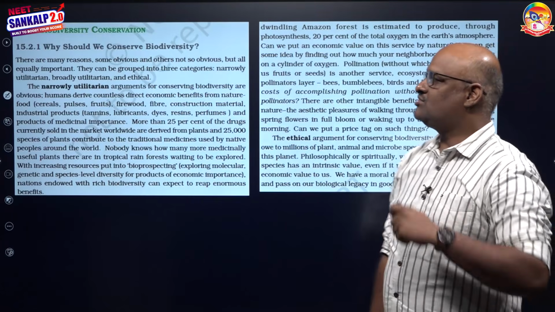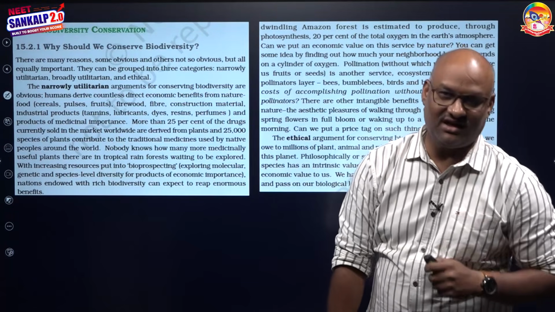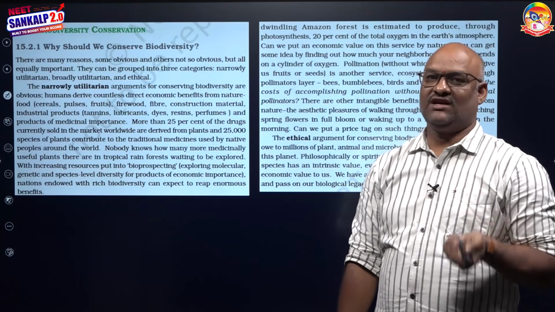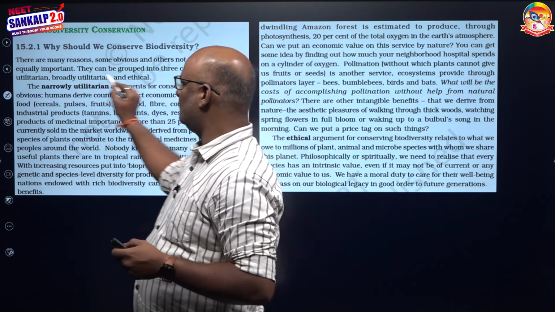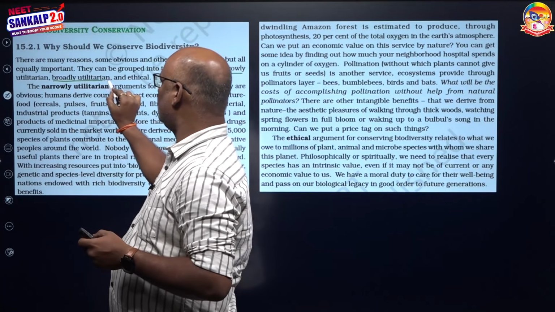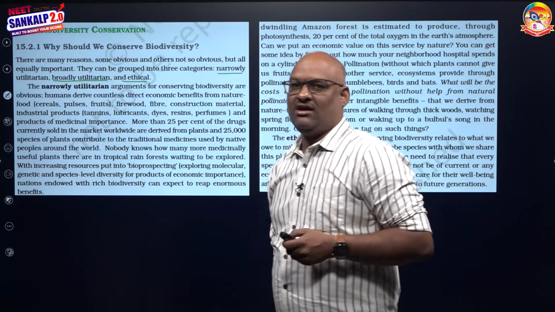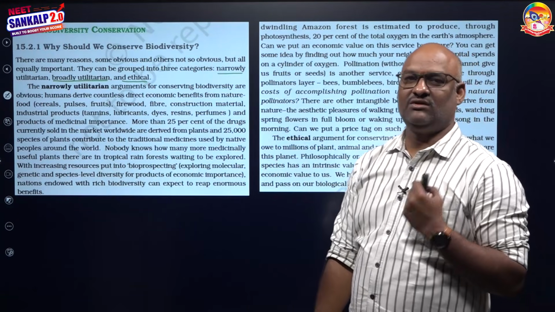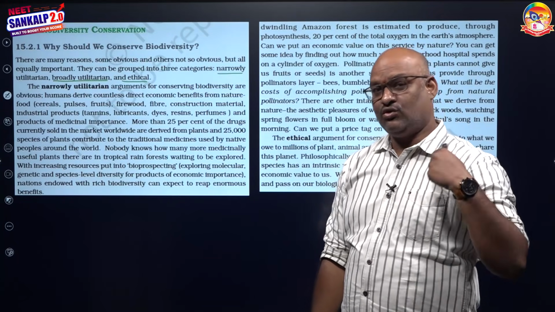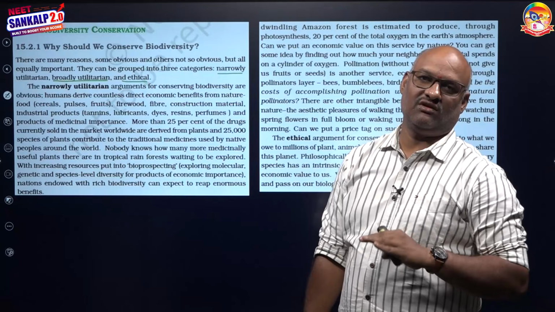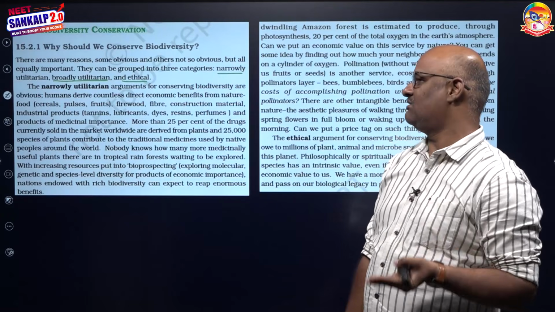Now, how should we conserve? Why should we conserve biodiversity? Because from biodiversity, we have 3 major uses: narrowly utilitarian, broadly utilitarian and ethical argument. What is narrowly utilitarian? We have some little usages from biodiversity which we don't depend on much, but we depend on it for a little thing, which is the narrow.